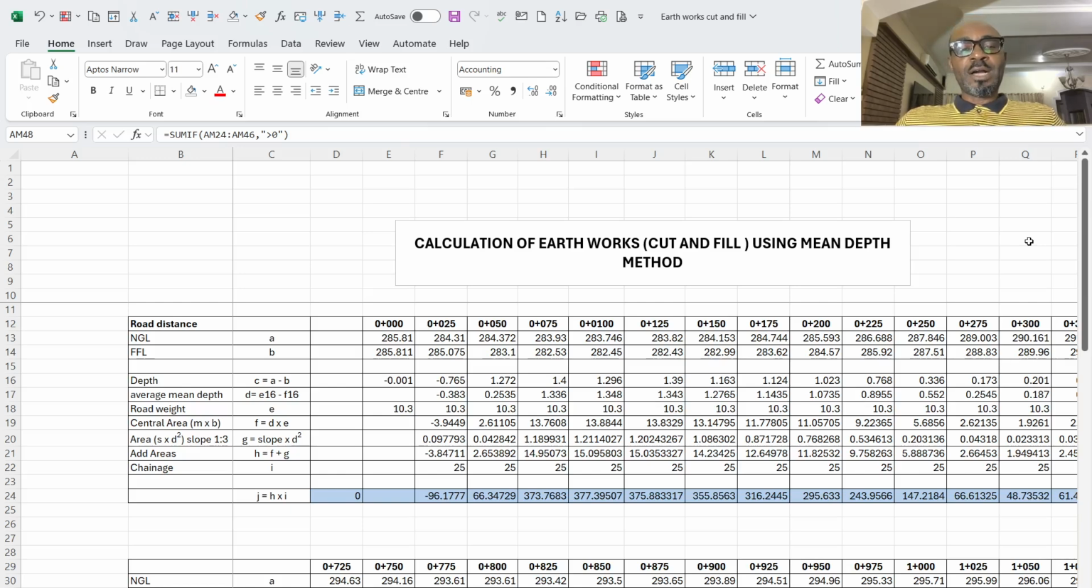You're welcome to yet another interesting episode where we shall be calculating earthwork using the mean depth method for cut and fill on road construction.